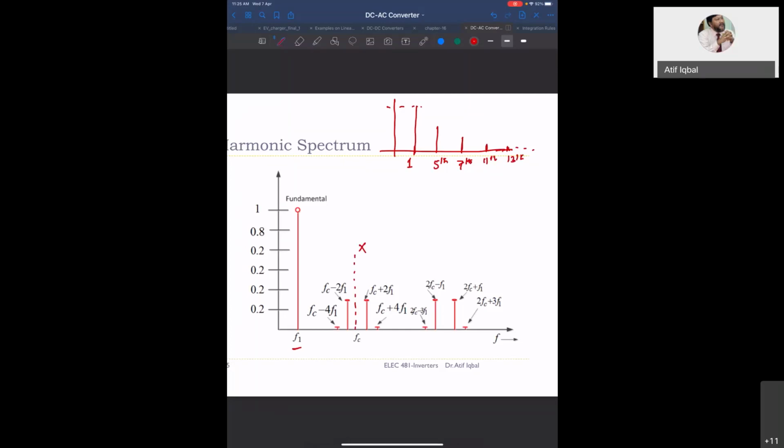How much will be the switching frequency? Switching frequency is controlled. You see, the switching frequency is about 2 kilohertz to 20 kilohertz, like this. So we get this as the switching harmonic spectrum.